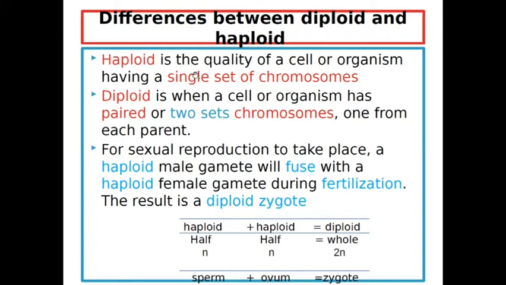Xa sithetha nge-haploid cell, masiqale siyidefine so that's kakuhle ne. Haploid is the quality of a cell or organism having a single set of chromosomes. Yet diploid is when a cell or organism has paired or 2 sets of chromosomes, one from each parent.